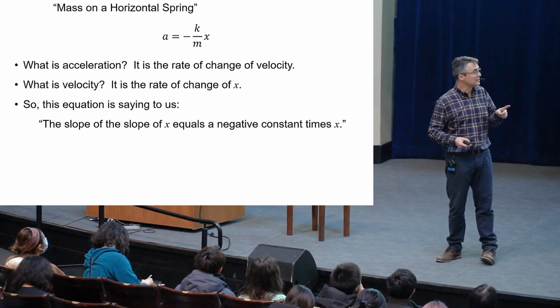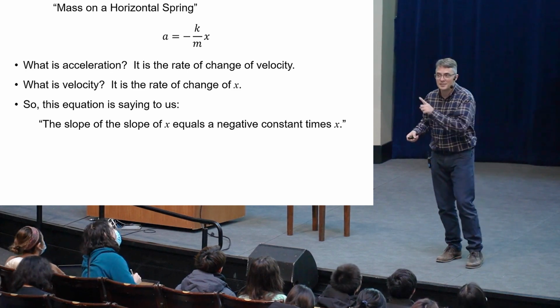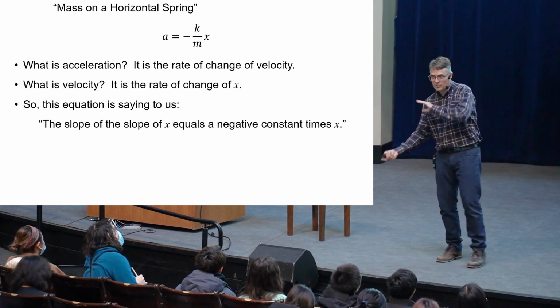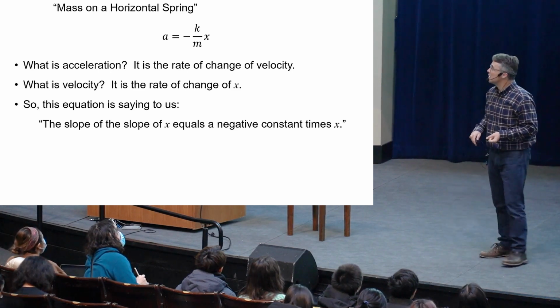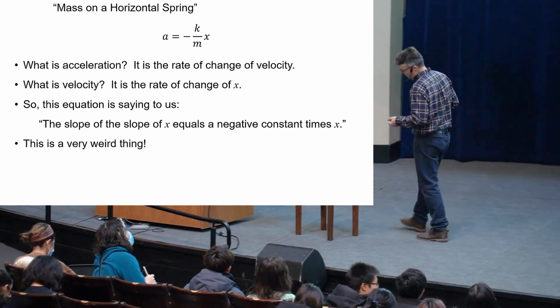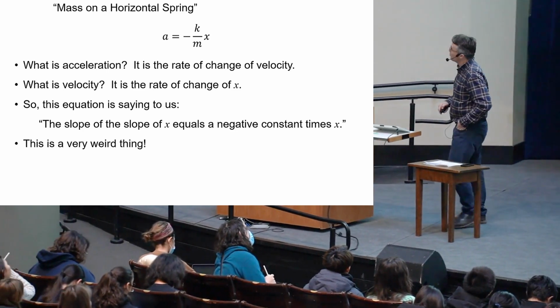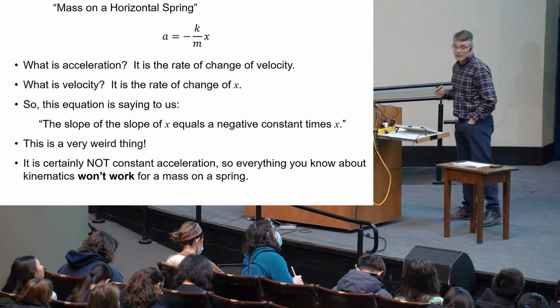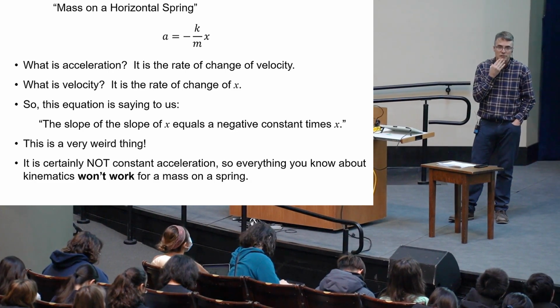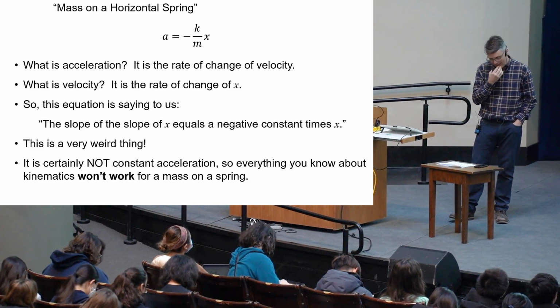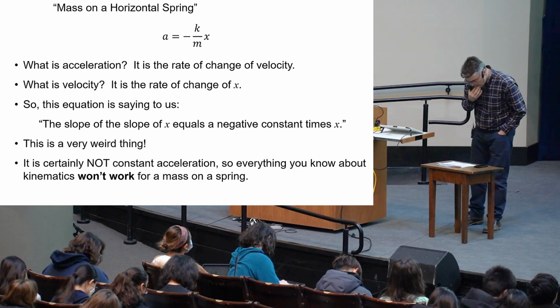The slope of x equals a negative constant times x. So you've got x's on both sides, and it's pretty nasty. It's weird. It's not constant acceleration, is my issue here. You can't use any of these equations of constant acceleration. So that's why we started a whole new chapter on this.